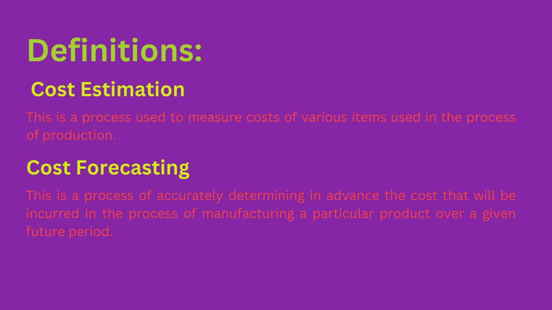It's a procedure used to measure costs of various items used in the process of production. The other term is cost forecasting. What's cost forecasting? It's the process of accurately determining in advance the cost that will be incurred in the process of manufacturing a particular product over a given future period. As the name suggests, forecasting. So you are predicting the cost which will be incurred in future.